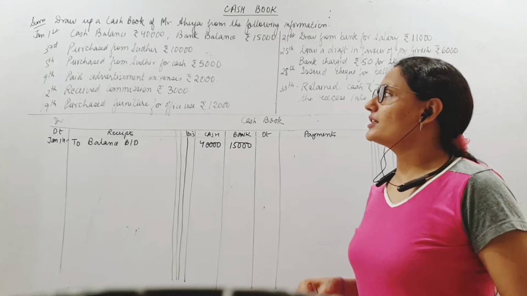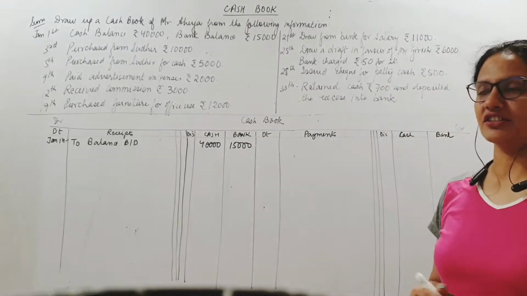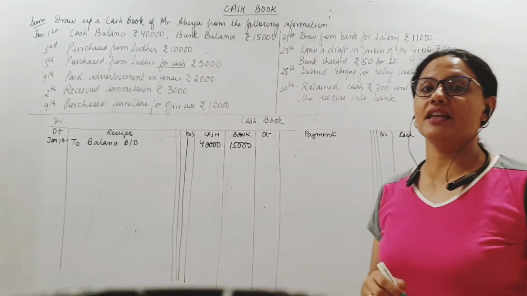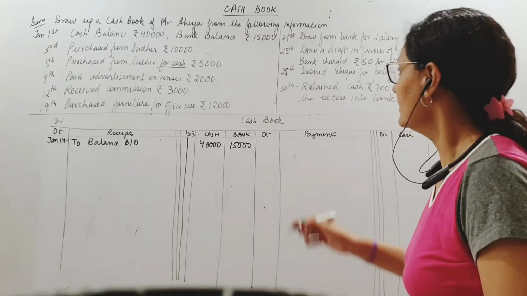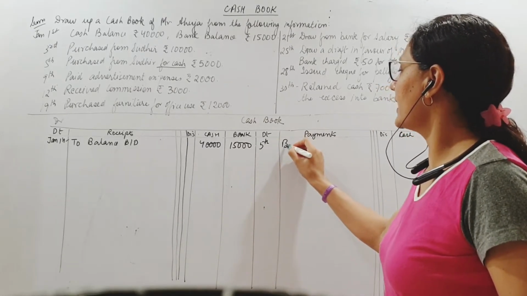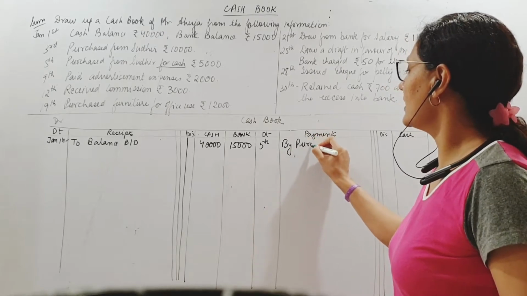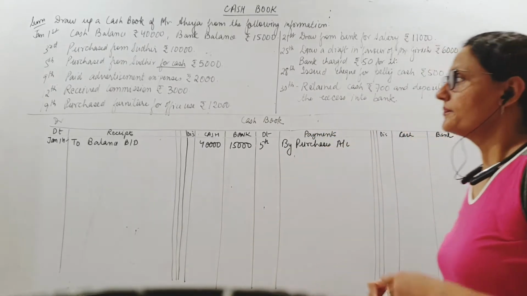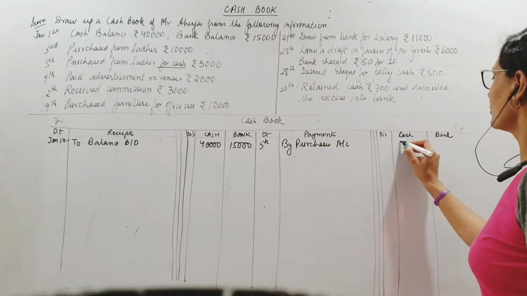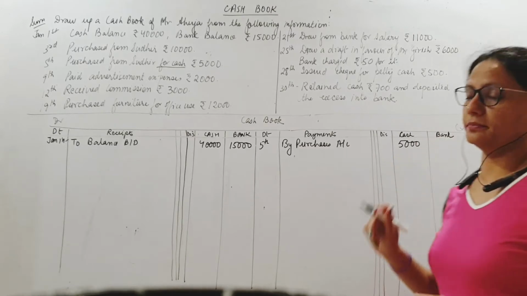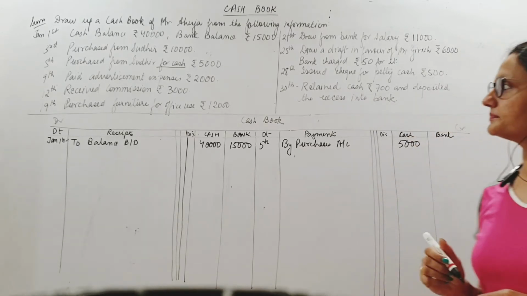5th, purchase from Sudhir for cash. Now it can come here. Purchase meaning, of course, I am making a payment. So on 5th Jan I will write by purchases. We are purchasing goods. So purchases account debit, we are paying cash. So cash account should show that we have made a payment of 5,000.